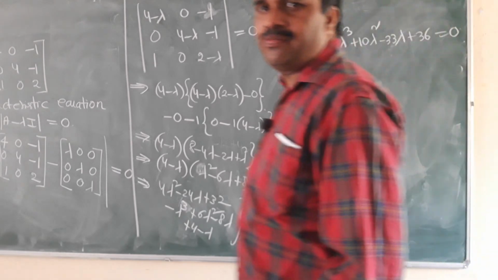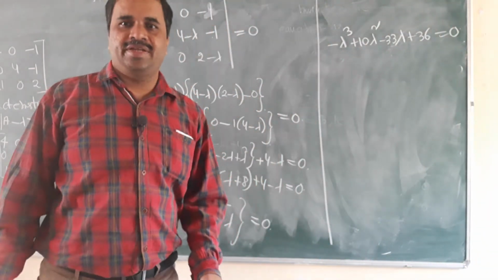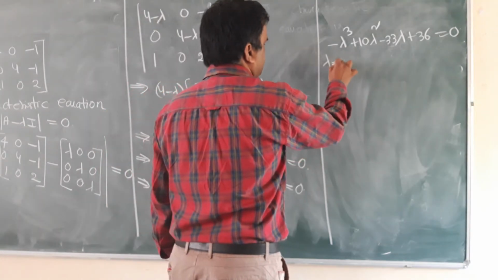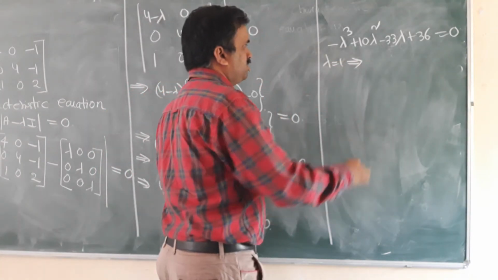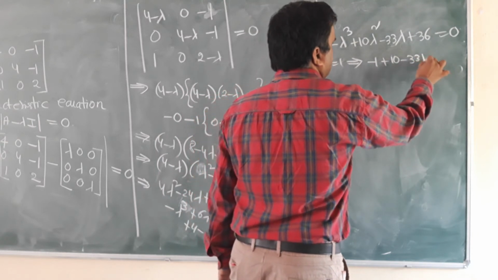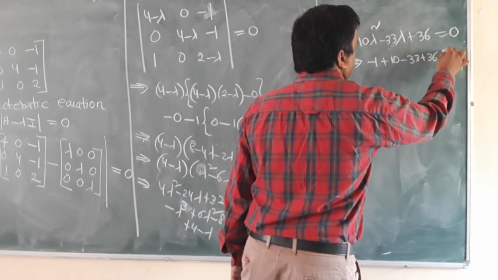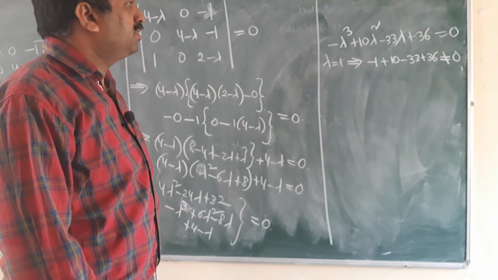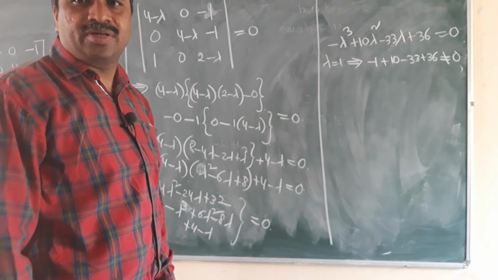We have to find 3 roots. I will assume lambda is equal to 1 first. Lambda equal to 1 implies minus 1 plus 10 minus 33 plus 36. We are not getting equal to 0. Minus 1 plus 10 minus 33, 46 minus 34, we are not getting 0.